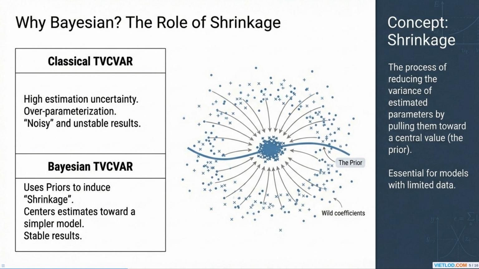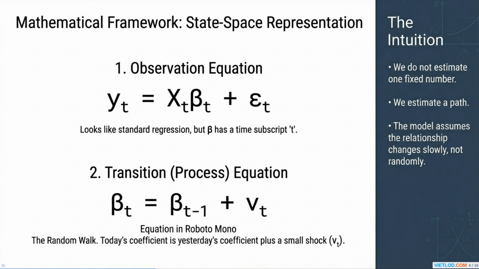Think of it like this. Without a prior, the model is like a student with no textbook, trying to learn from random examples. It might get confused by outliers. A prior is like giving the student a textbook. It provides a solid foundation, guiding the learning process toward a more sensible conclusion. This concept of priors and shrinkage is implemented through a specific mathematical structure. Let's now look at the core equations that define the model.